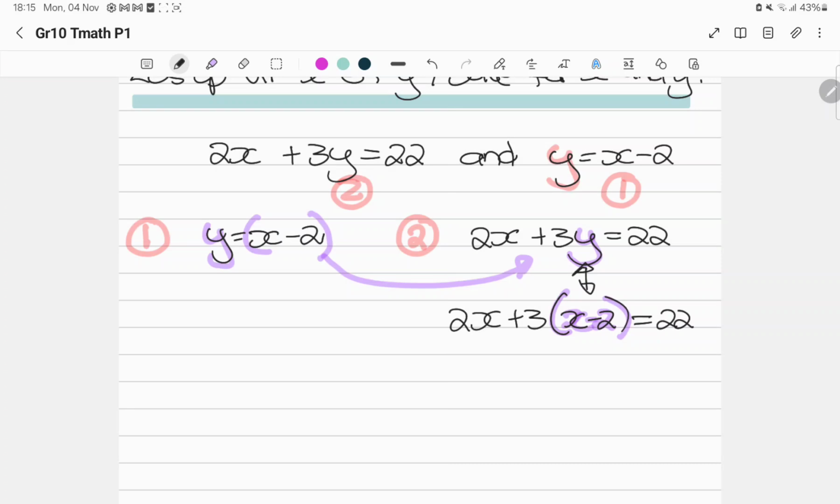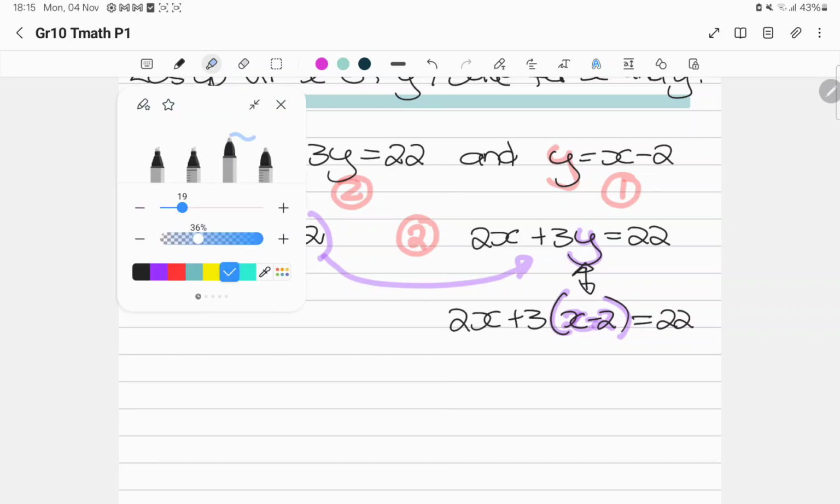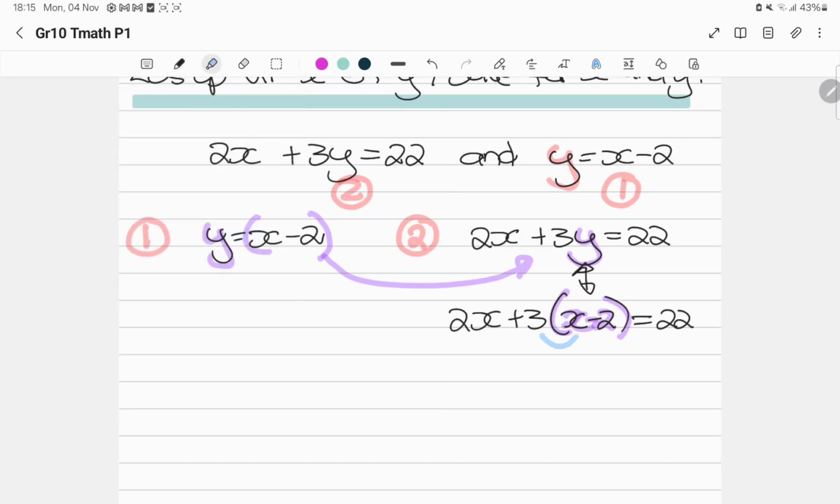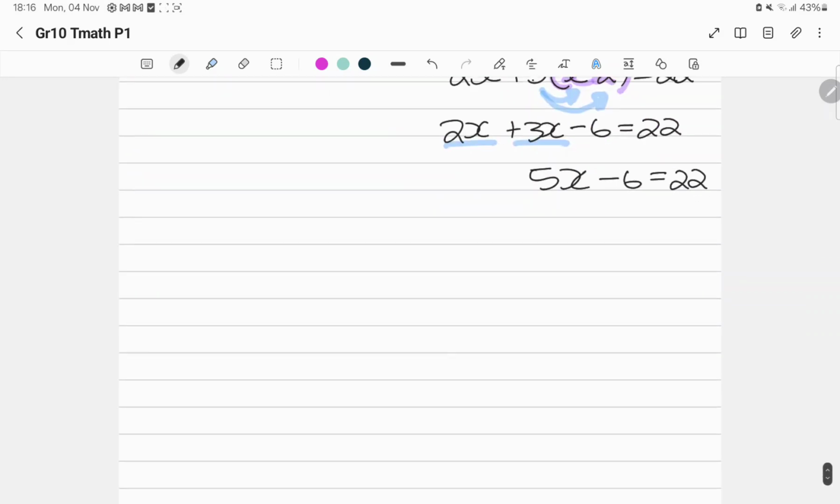Now you can just simplify, because now I only have x's. The first thing you need to do is get rid of the brackets. So I take this 3 and multiply it in. I get 2x plus 3x, and 3 times negative 2 is negative 6, and that is equal to 22. When I find my like terms, 2x plus 3x gives me 5x minus 6 equals 22.